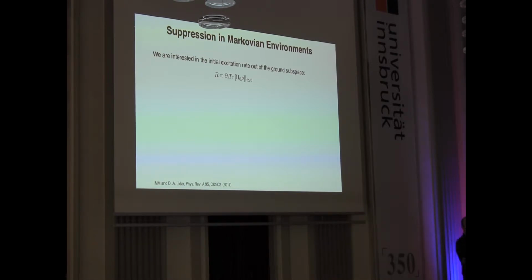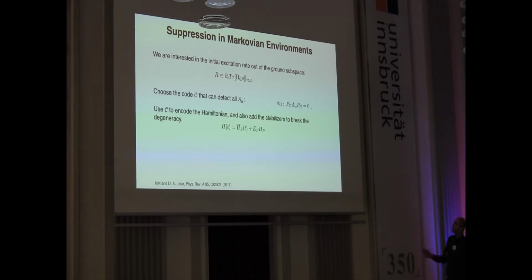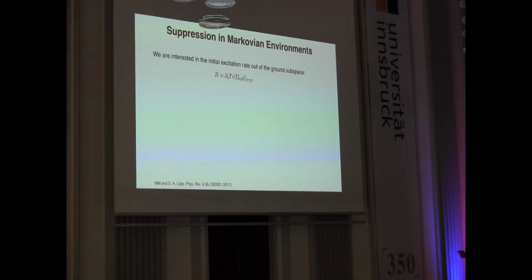And what's the quantity that we are interested in here? Let's say we are thinking about population in the ground space. For example, we are performing some adiabatic quantum computation. A good quantity to look at is how many excitations I get. So here I'm looking at the initial time. I look at the population. Pi0 is a projector to the ground space, and I ask how much this changes with time. The important thing here is that I choose the code that can detect these A's. This A was the system part of the interaction Hamiltonian, in the previous slide.